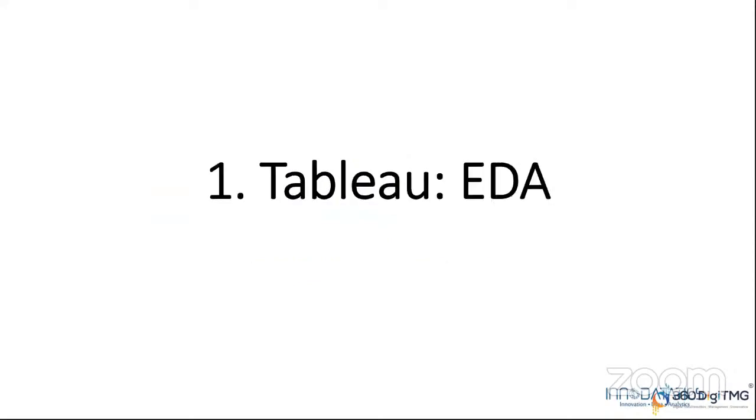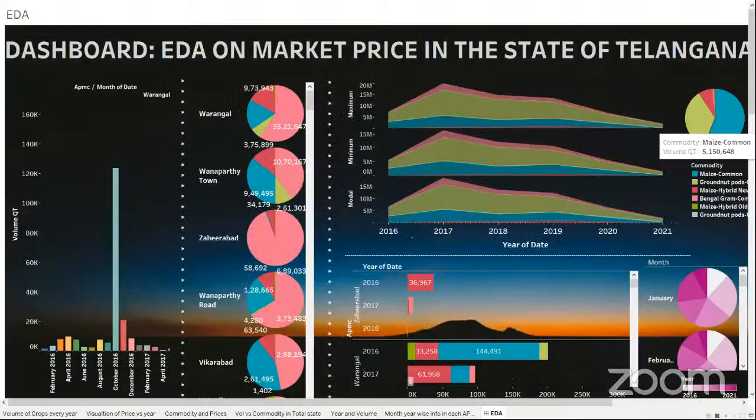So coming to the analysis, the EDA part, we have a dashboard for you to look into the concept over here. We see that, like I said, maize was the highest one, and it has a volume quantity of around 51,50,648. In a similar way, we have lots and lots of visualizations that we have taken up.